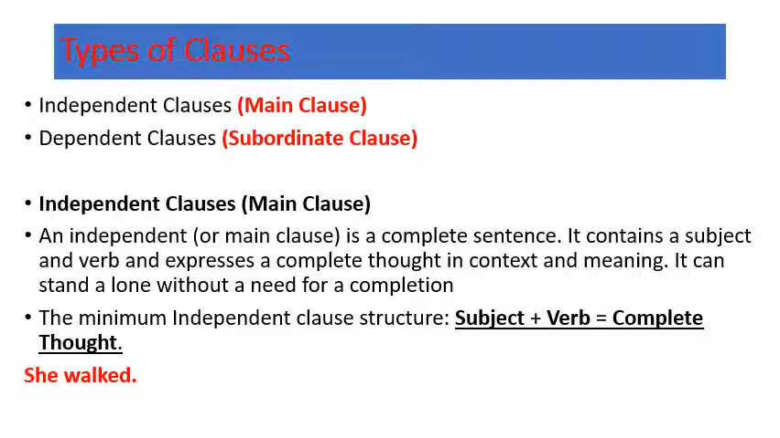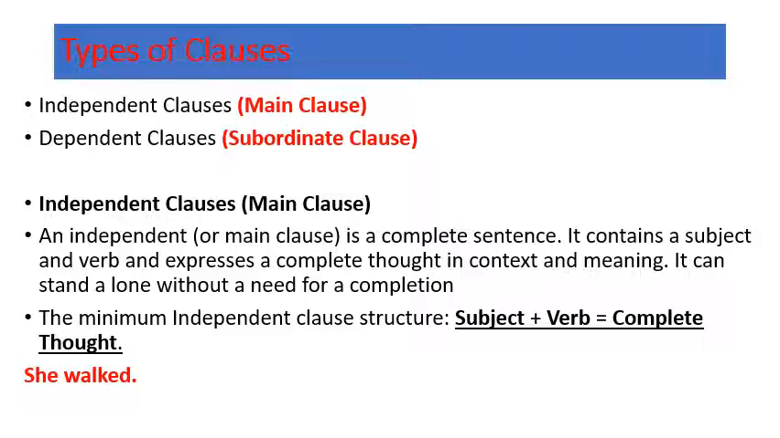Now, the types of clauses. There are two types of clauses. One of them is called an independent clause, or for some people a main clause. And the other one is the dependent clause, which is the subordinate clause.